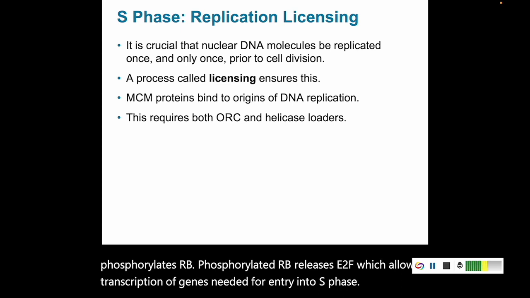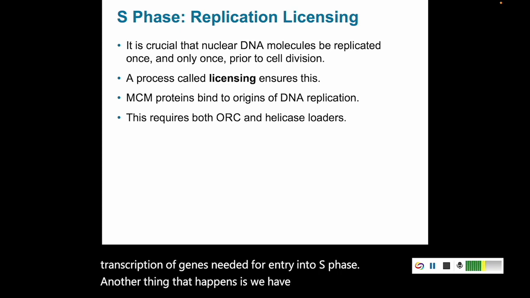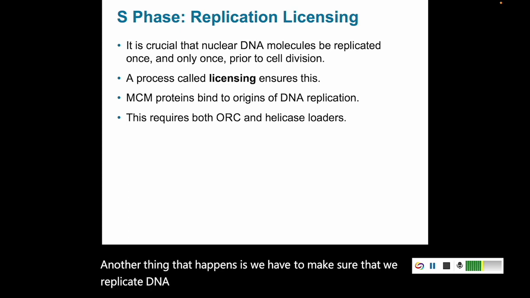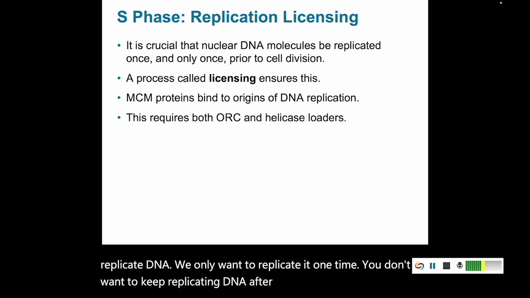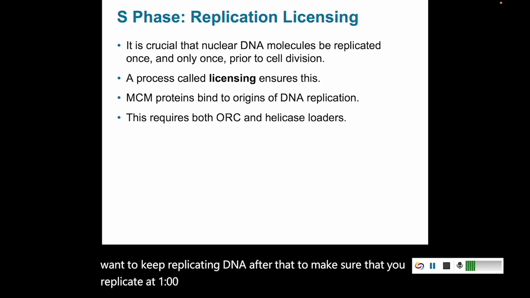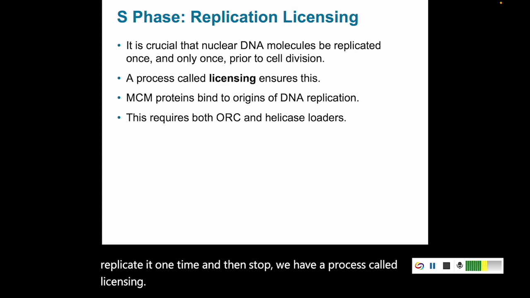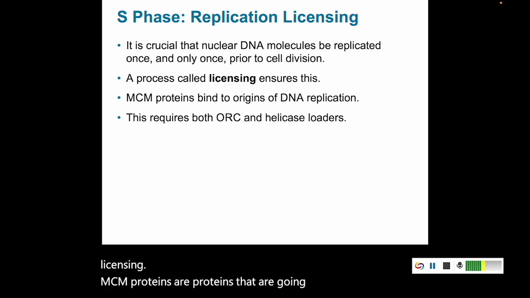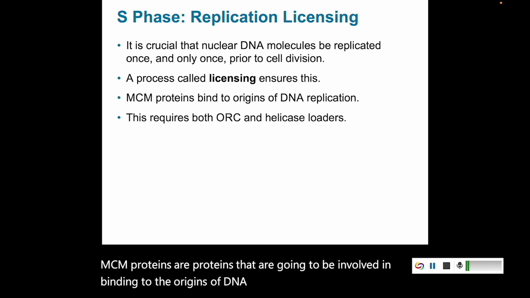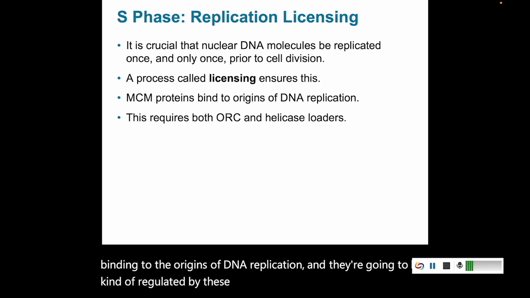Another thing that happens is we have to make sure that we replicate DNA only one time. You don't want to keep replicating DNA after that. To make sure that you replicate it one time and then stop, we have a process called licensing. MCM proteins are going to be involved in binding to the origins of DNA replication, and they're going to be regulated by two factors, ORC and helicase loaders.